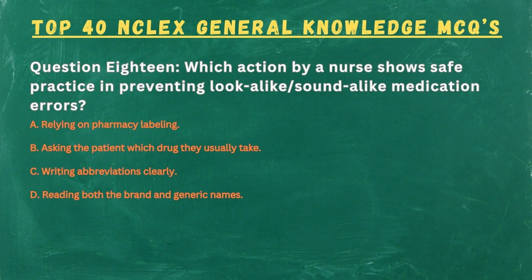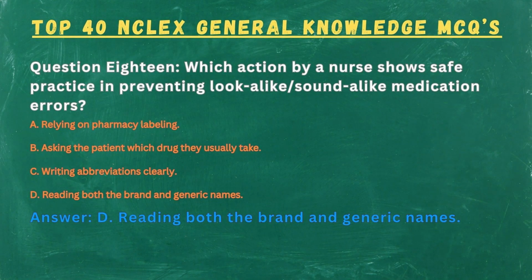Question 18. Which action by a nurse shows safe practice in preventing look-alike/sound-alike medication errors? A. Relying on pharmacy labeling. B. Asking the patient which drug they usually take. C. Writing abbreviations clearly. D. Reading both the brand and generic names. Answer: D. Reading both the brand and generic names.